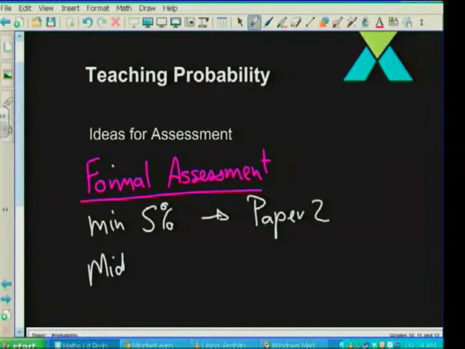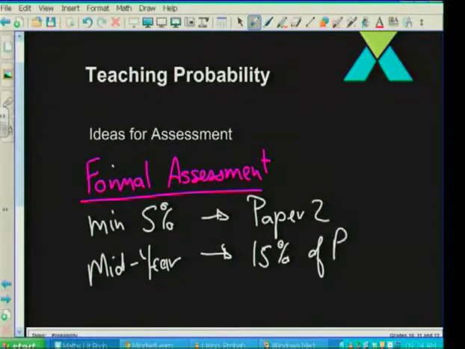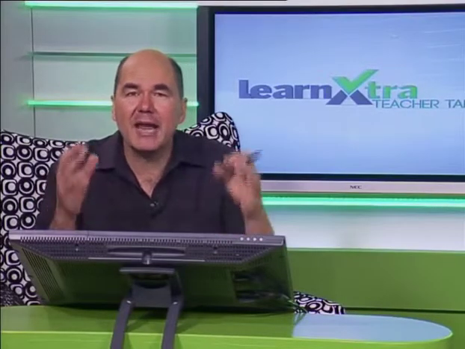So for a mid-year exam, we recognize that it's only going to be about 15% of paper 2. That's according to the CAPS document. So it's not a whole lot of work, but it's so interesting and it's really important that learners grasp it.